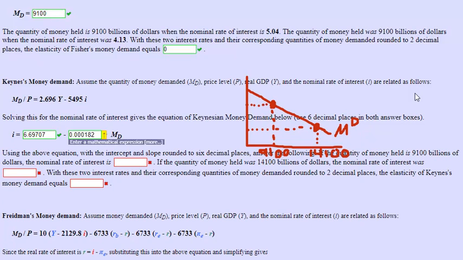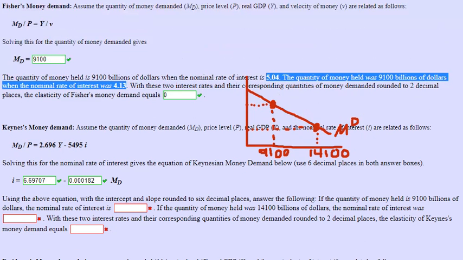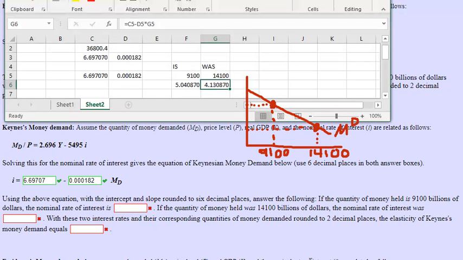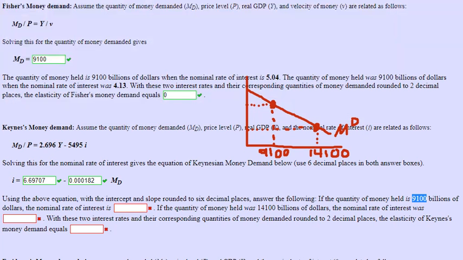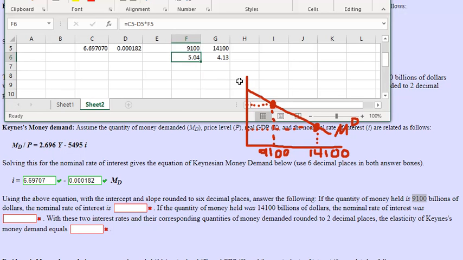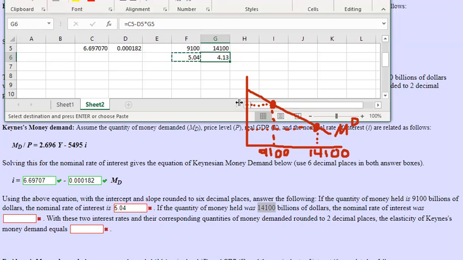Those look familiar. Let's look. Oh, those are the same interest rates here, right? Same interest rates. So now I got to calculate the elasticity here, right? So those are the same interest rates as I had in the above one. So when the quantity of money is $9,100 billion, the interest rate is 5.04%. When the quantity of money held was 14,100, the interest rate was 4.13%.